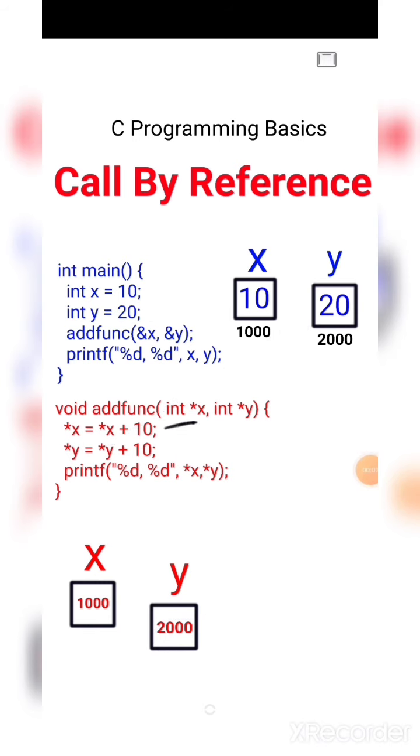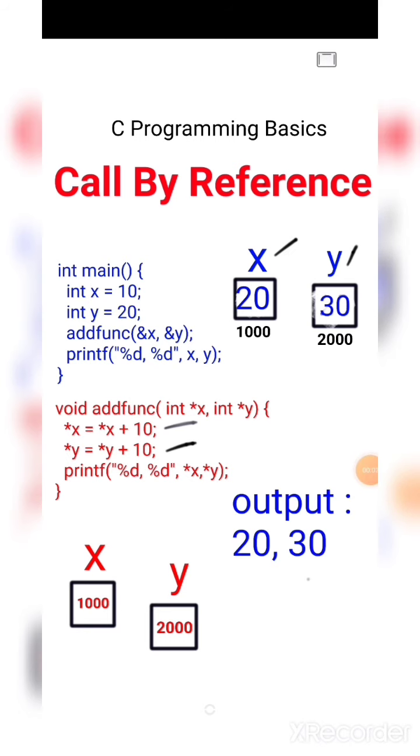So now when the statement is executed, the compiler points to the value present at this address, that is 10, adds 10 to this value and reassigns the updated value to this memory location. And now the value of x will be 20. And the same thing happens when this statement is executed, and now the value of y will be 30. And the printf statements of both the add function and the main function will give the same output, that is 20 and 30.